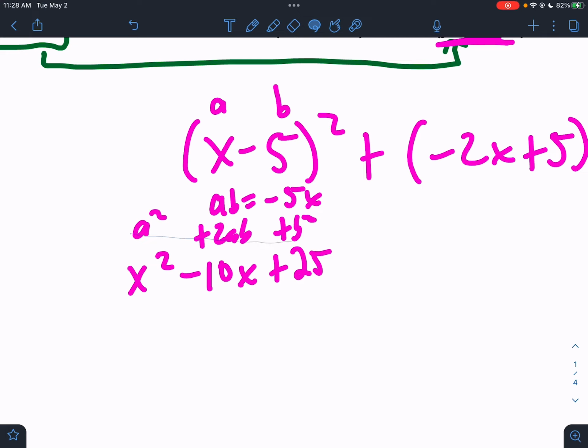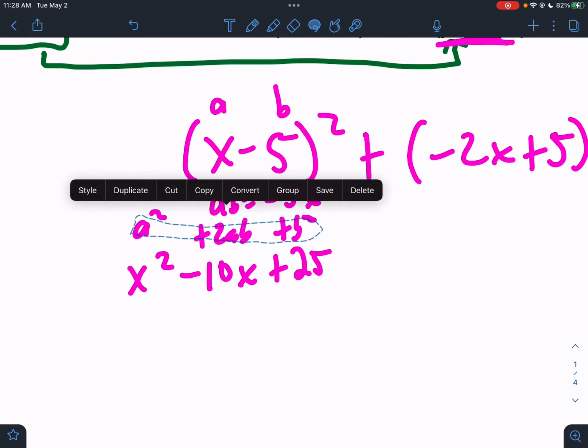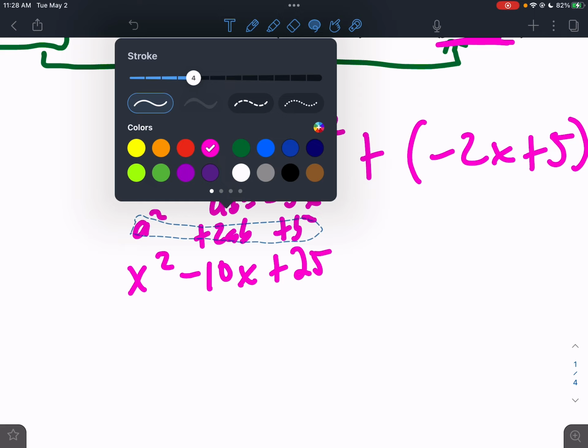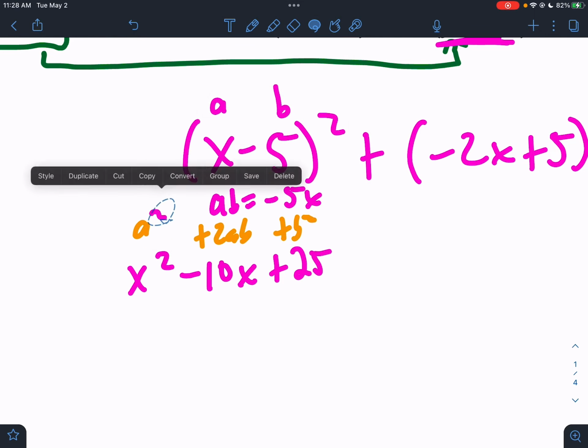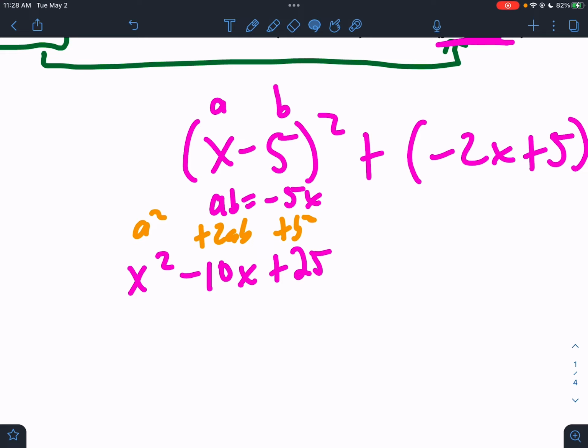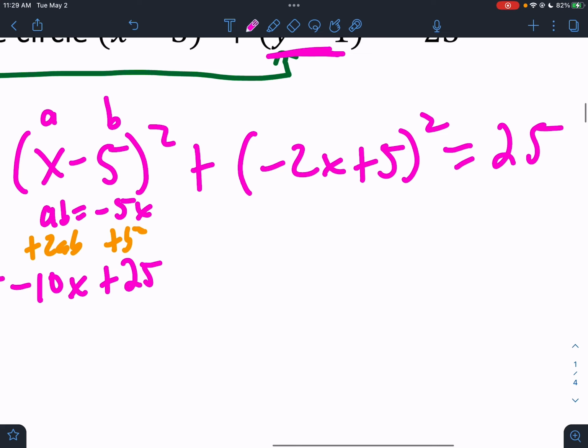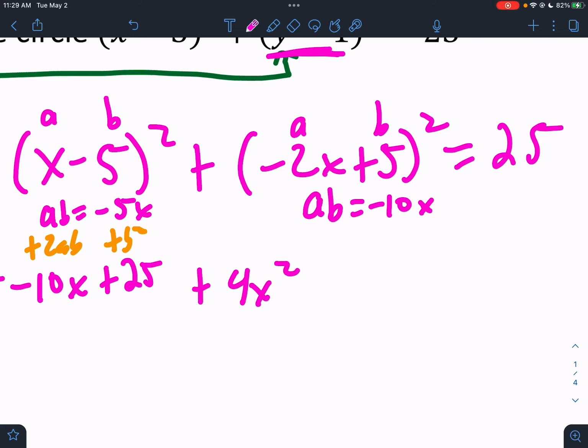And then we're going to do the same thing. Let me change that color just real quick. So, oh, I missed one. All right, just so you don't get it as confused. But that's A squared plus 2AB plus B squared. Same idea here. This is A, this is B. AB, if you multiply those, would be negative 10x. So A squared would be 4x squared, positive, minus 20x plus 25 equals 25.